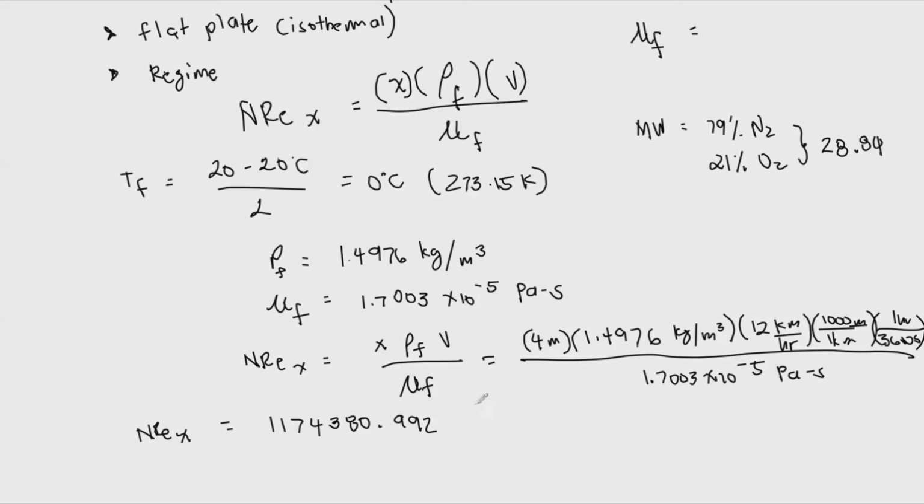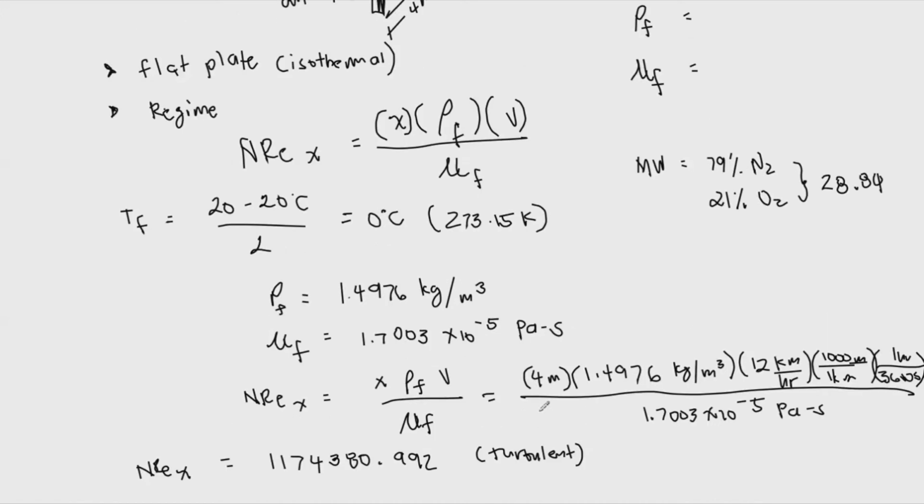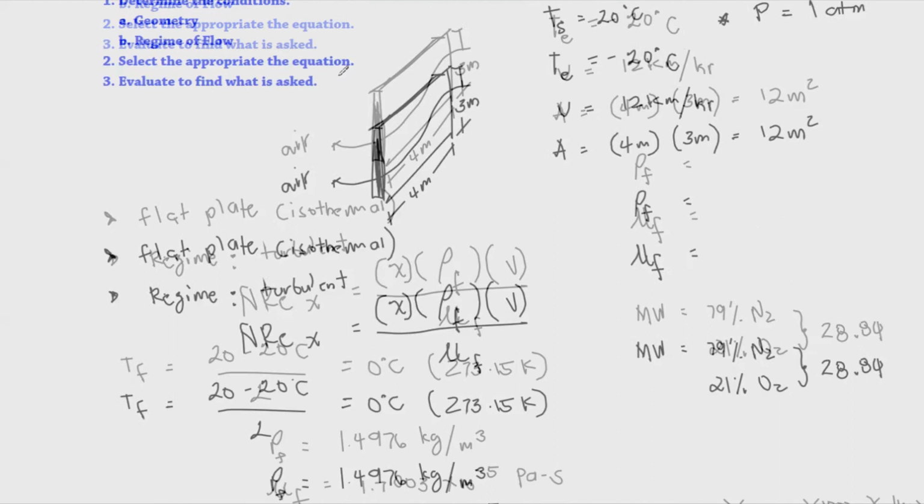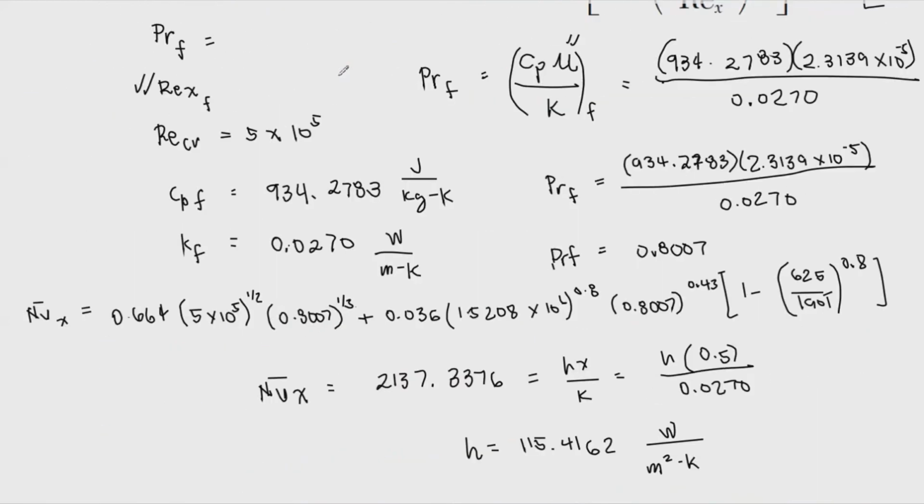1.17 to the 6th. So this is turbulent. Therefore, the condition, we could say that it is a flat plate and it's isothermal, and the region is turbulent. So it's the same as the previous one. With that, we'll be using the same equation that we used before. So we'll be using this again.